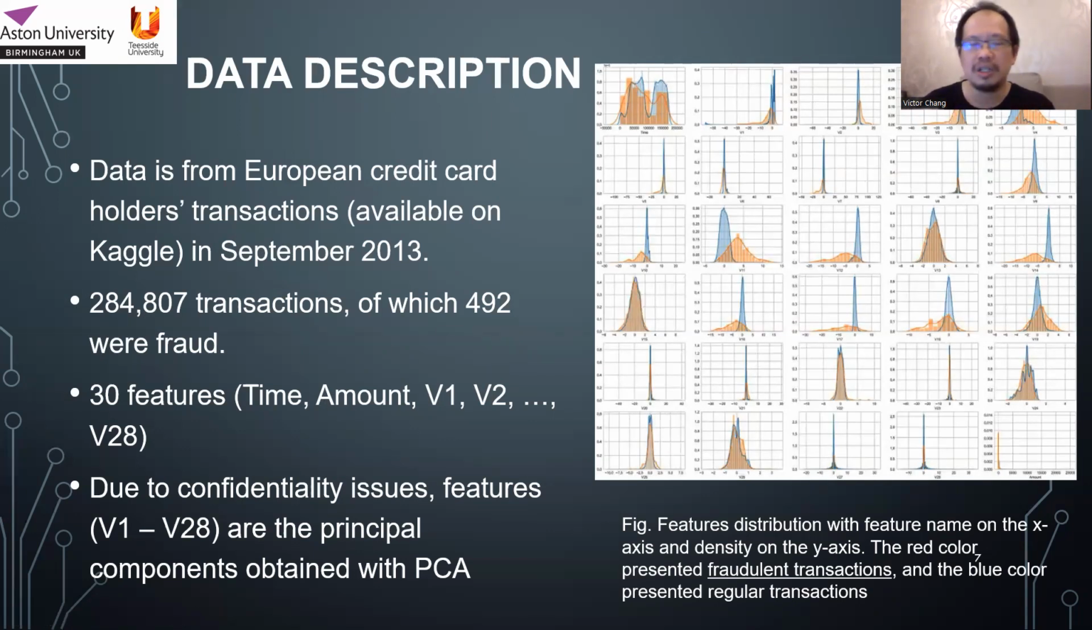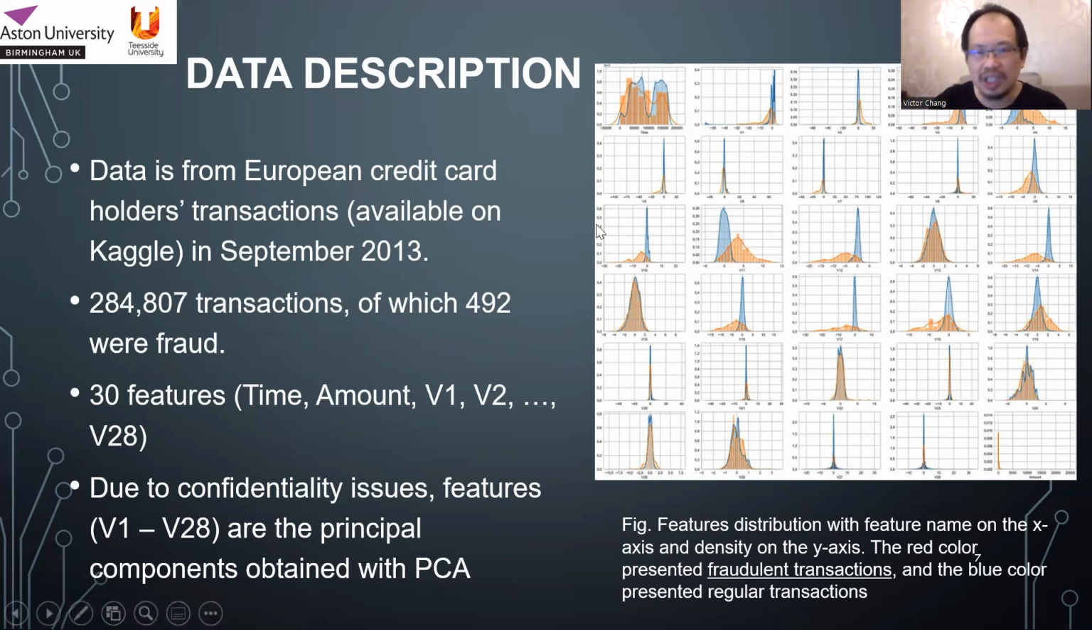And then, as data scientists, we have to have a general understanding of the data. So we get 30 features that include time, amount, and so on. They stand for different variables. Due to confidentiality issues, features V1 to V28 are principal components obtained with PCA. So not all the information can be widely available.